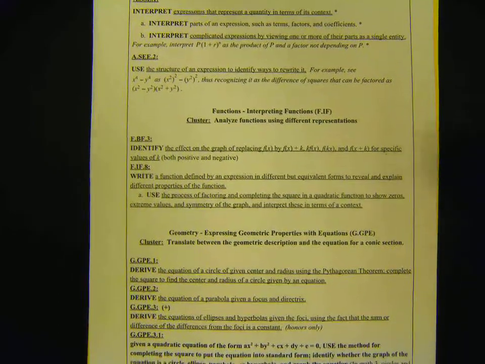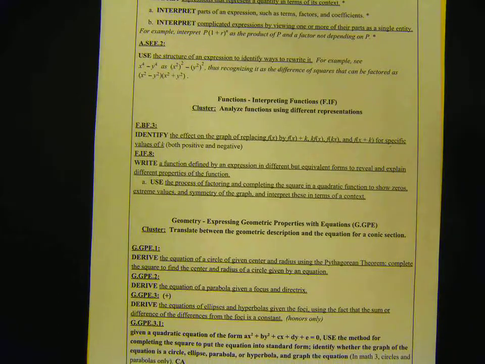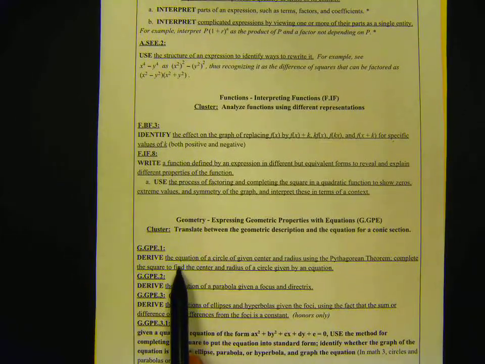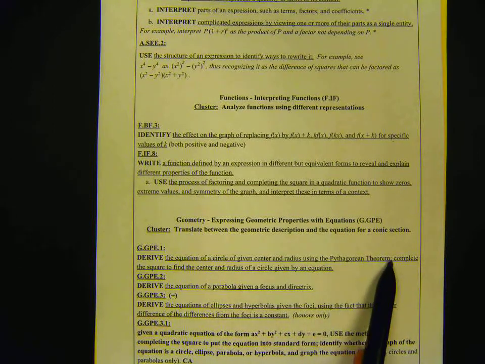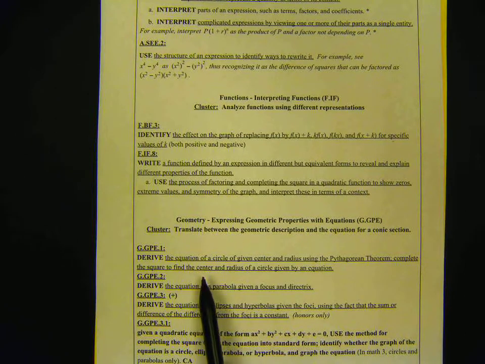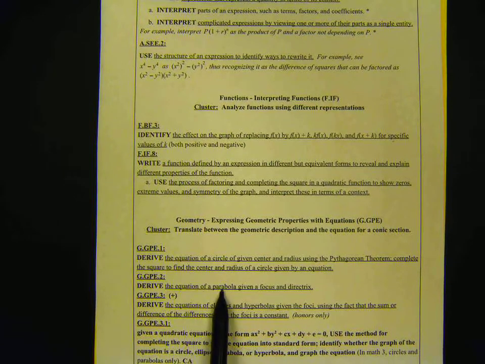We're going to be able to, looking down here in geometry, derive the equation of a circle given its center and radius using the Pythagorean theorem. Complete the square to find the center and the radius of the circle given by an equation. We're also going to be able to derive the equation of the parabola given the focus and the directrix.